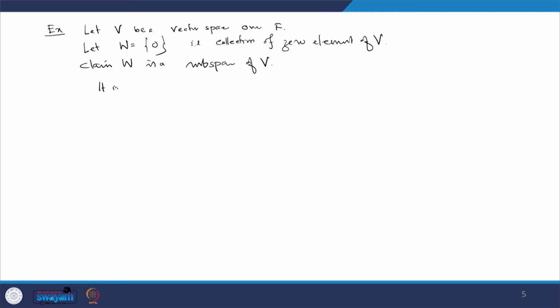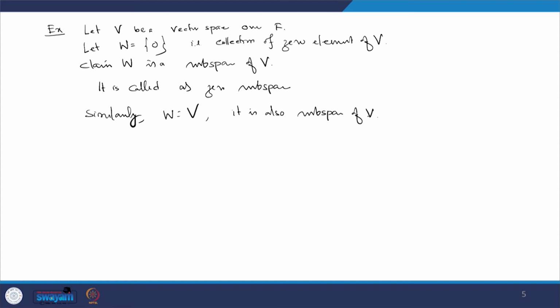This is called the trivial subspace. It is called the 0 subspace. Similarly, if I take W equal to V, then it is also a subset of V and it is also a subspace. So, these are basically the trivial subspaces of the corresponding vector space V.